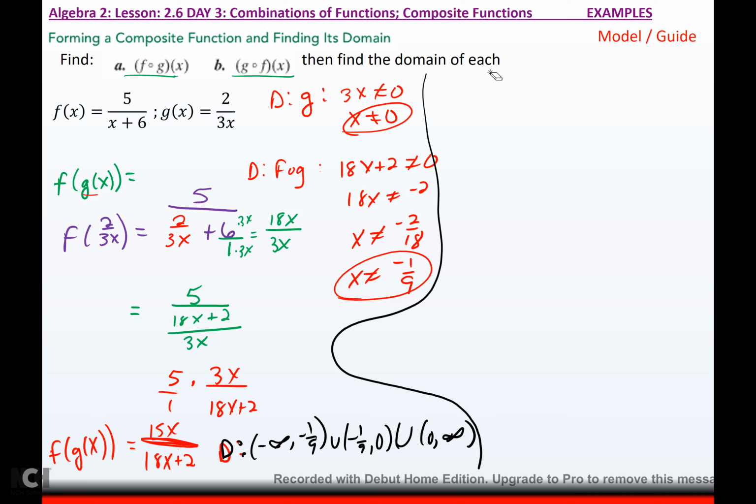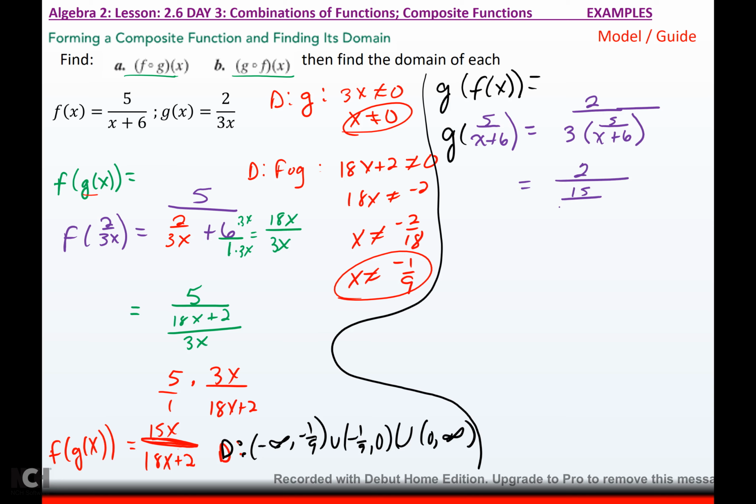Okay, so now to find g of f of x, they're really asking me to find g of the f function, which is 5 over x plus 6. If I copy g, that's going to be 2 over 3 times 5 over x plus 6. If I simplify that, I'm going to have 2 over 15 over x plus 6. Keep, change, flip. I end up with 2x plus 12 over 15. So g of f of x equals 2x plus 12 over 15.